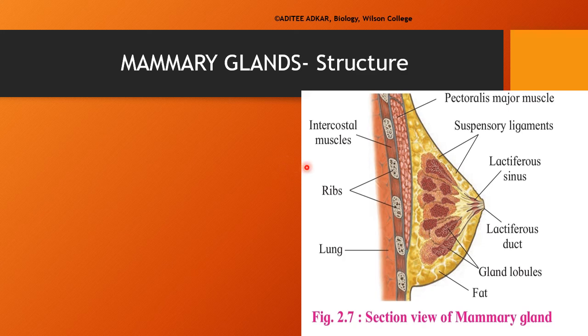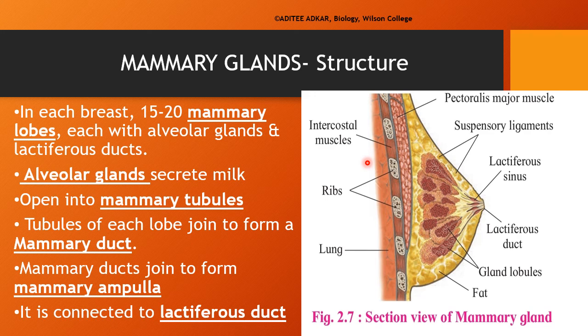Let's have a look at the internal structure of the mammary gland. Each mammary gland or each breast shows 15 to 20 lobes which are known as the mammary lobes. Each mammary lobe is made up of alveolar glands and lactiferous ducts. The alveolar glands secrete the milk. These glands then open into the mammary tubules.